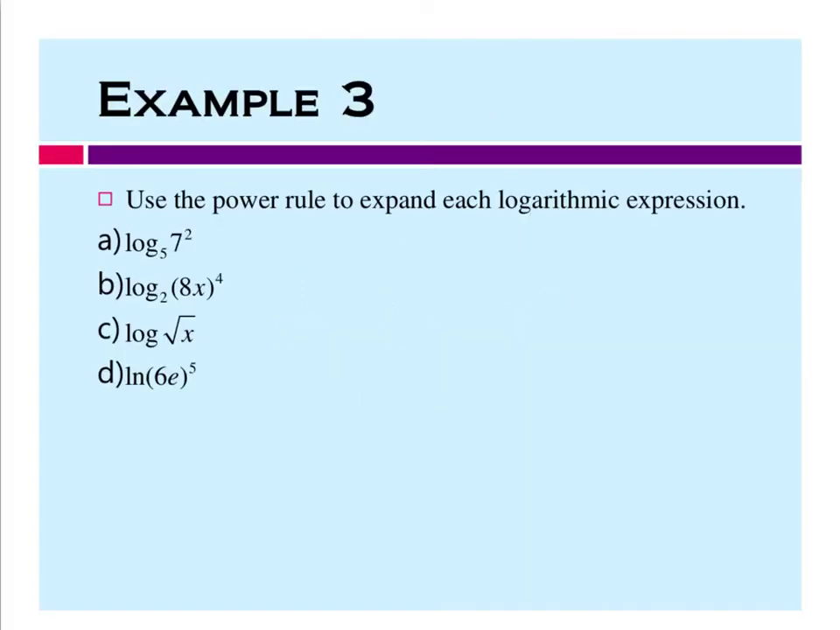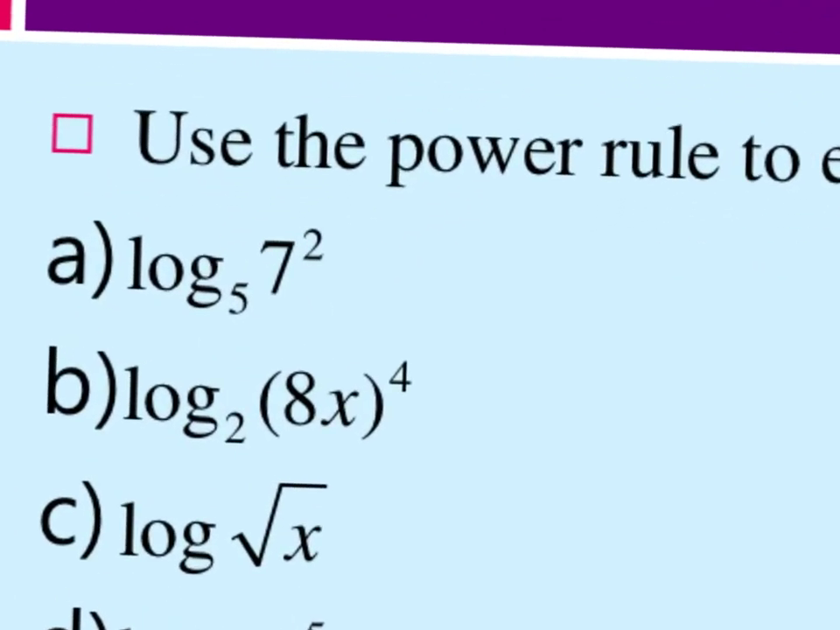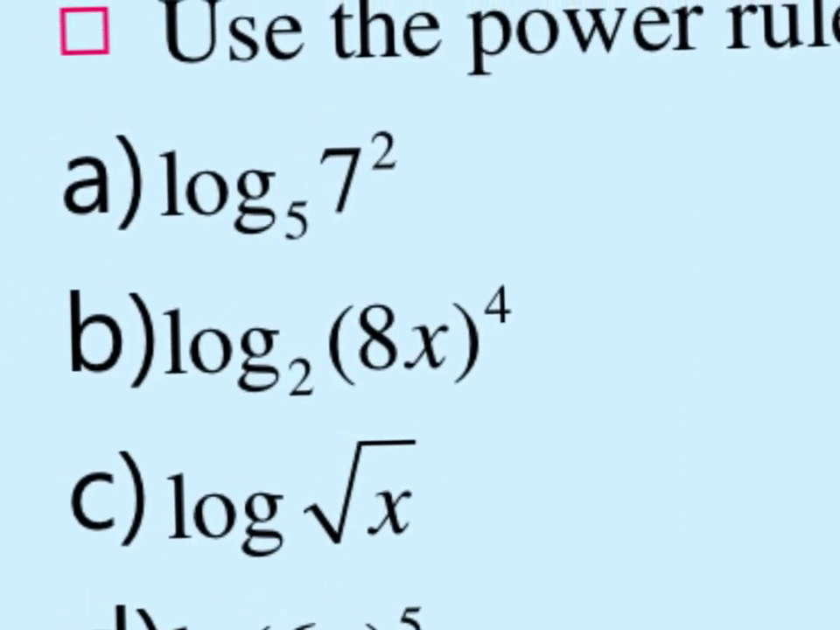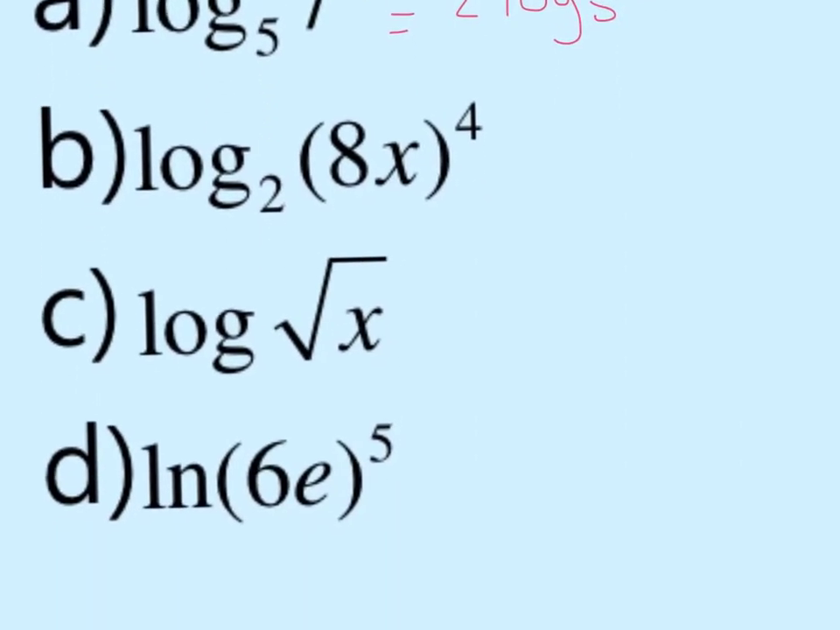Okay, so in example 3, it says use the power rule to expand each logarithmic expression. So I'm doing a little bit of a combination of everything. So here, I'm just going to pull the exponent to the front. So we're left with 2 log base 5 of 7. Nothing else reduces, so we leave it alone. For b, I'm going to pull the exponent to the front, and then I'm going to go ahead and simplify if possible. So let's take a look at this one.